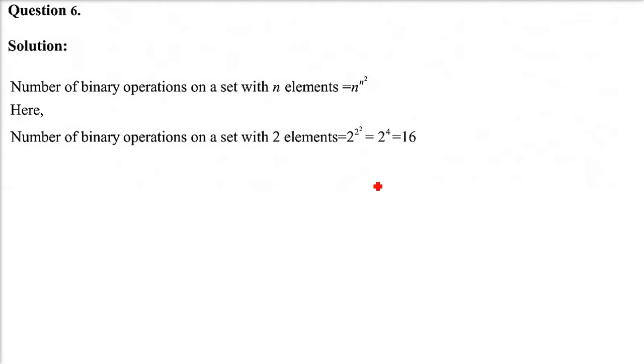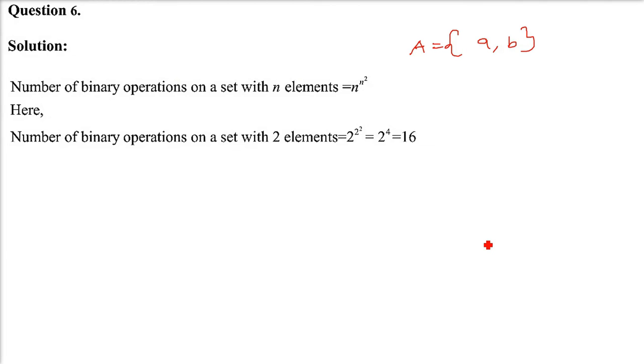Question number 7. Write the sixth question. Write the total number of binary operations on a set consisting of 2 elements. So we have 2 elements. Just say they are A and B. Don't worry about the element. We have to count the element and then say.